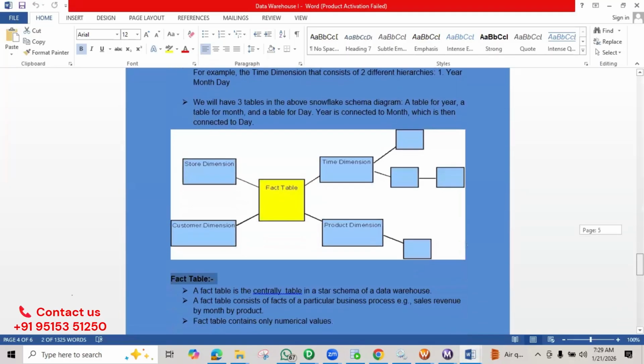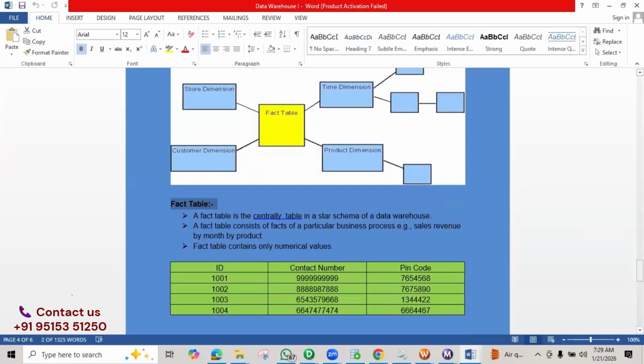Okay. So just now we have discussed the star schema, snowflake schema, complex star schema, and complex snowflake schema. In that we have discussed the fact table and dimension table. The words were coming up. So now the question is, what is a fact table?